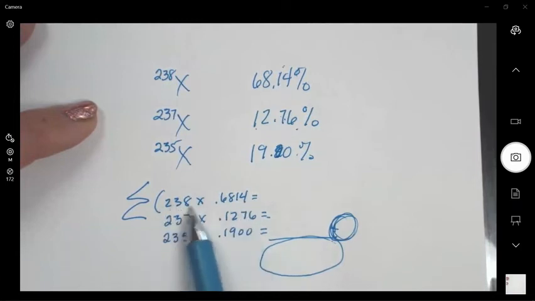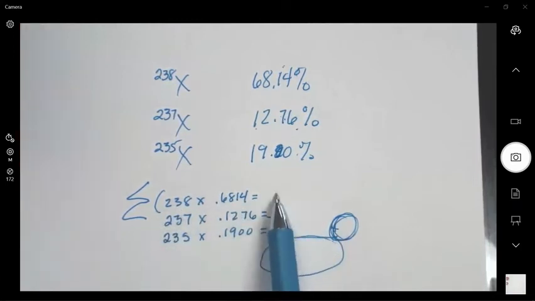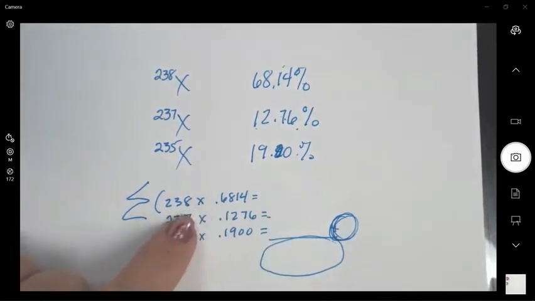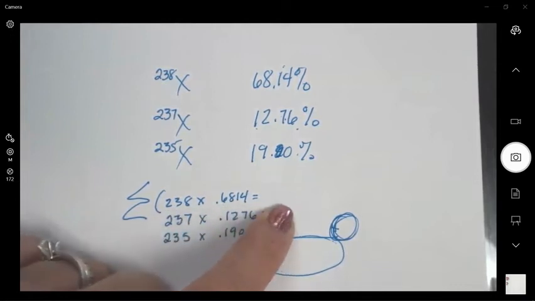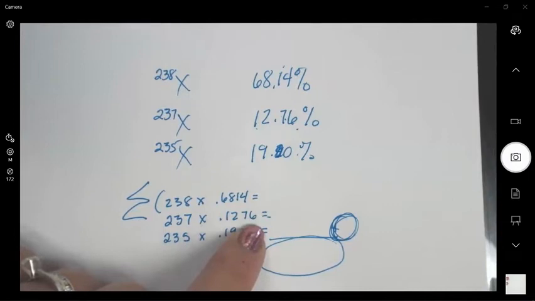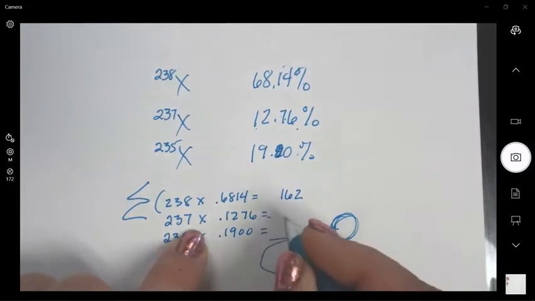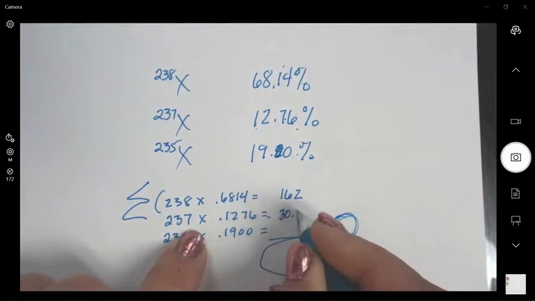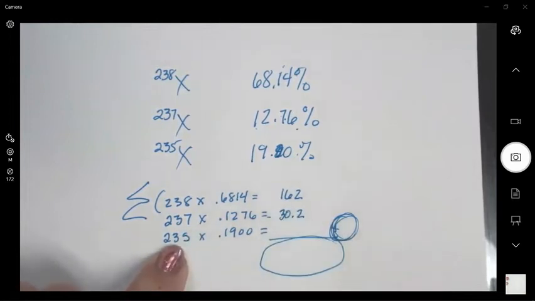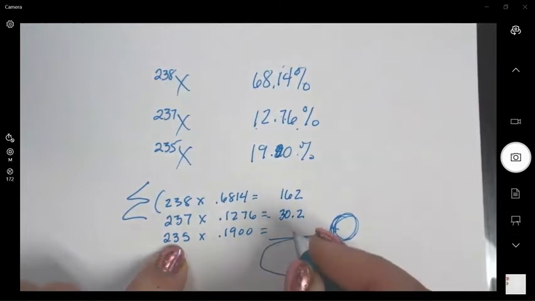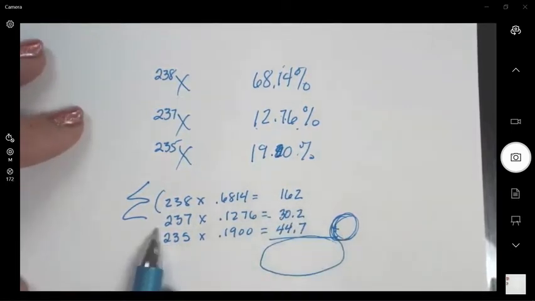Now, following sig fig rules, how many sig figs in my answers here, guys? If I'm multiplying something with 3 sig figs by something with 4 sig figs, my answer is going to be 3 sig figs. So 238 times 0.6814, and I get 162. Then 237 times 0.1276, and I get 30.24, so that's 30.2. And then 235 times 0.19, and I get 44.65, so that's 44.7.